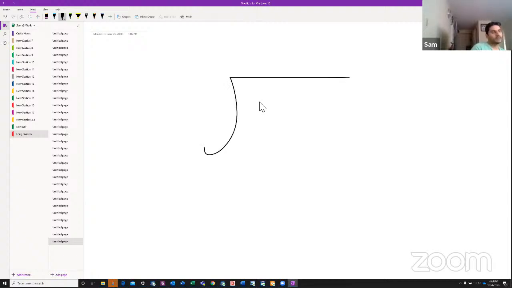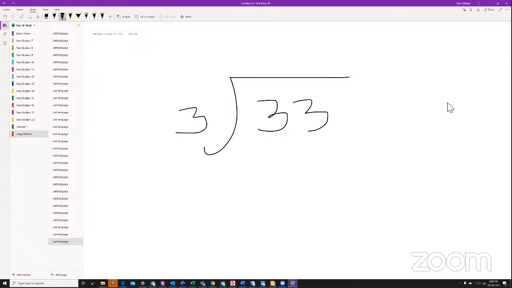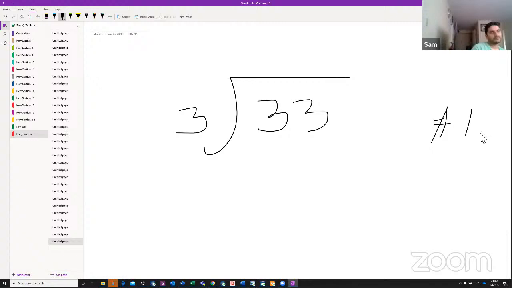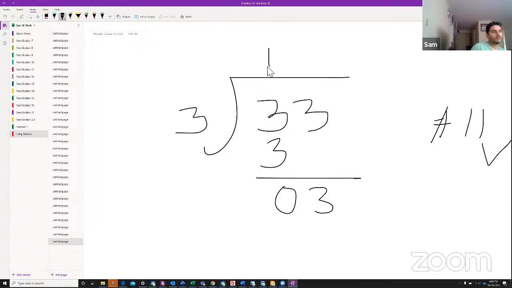Okay. We have 33 dividing by 3. 11, okay. Let's see if that's the right answer. So we have a 3. You're going to divide 3 by 3, it's going to be 1. 0, then you can drop down that 3. So we divide 3 by 3, it's going to be 1. Yep, 11 is the right answer.